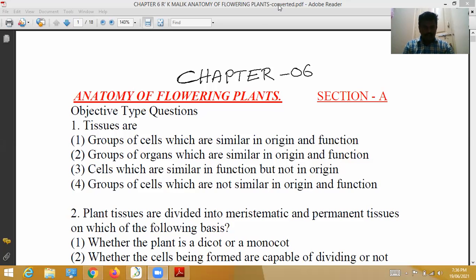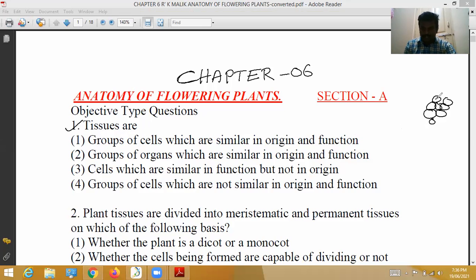Next, first bit, that is tissues are. So in this chapter, the first definition is this only. A tissue can be defined as a group of cells. These are all groups of cells specialized for a particular function or a set of similar functions. That is the definition of tissues.